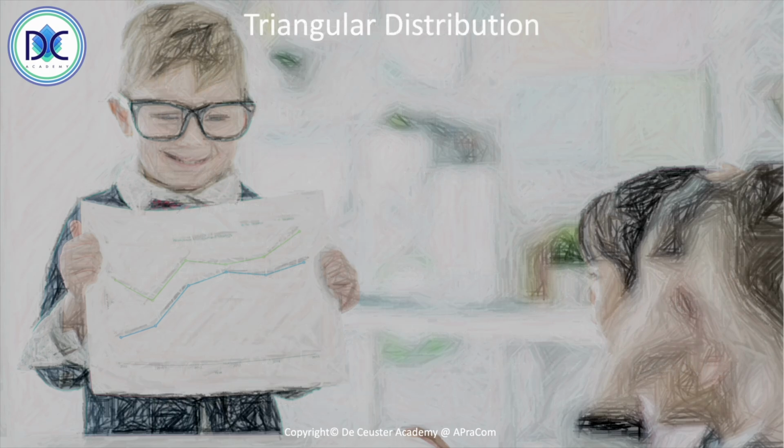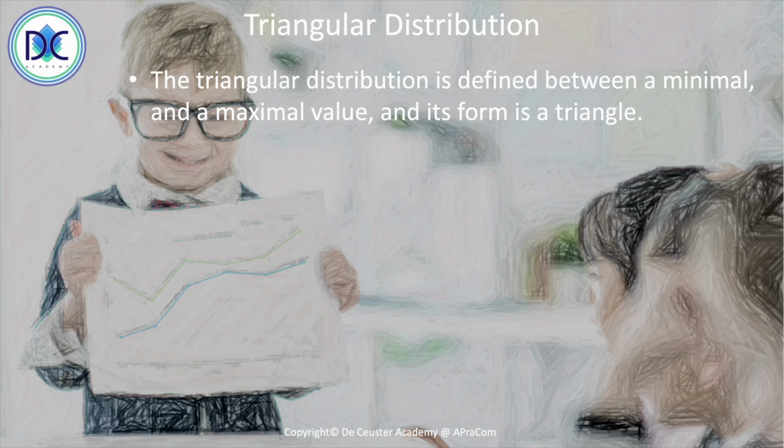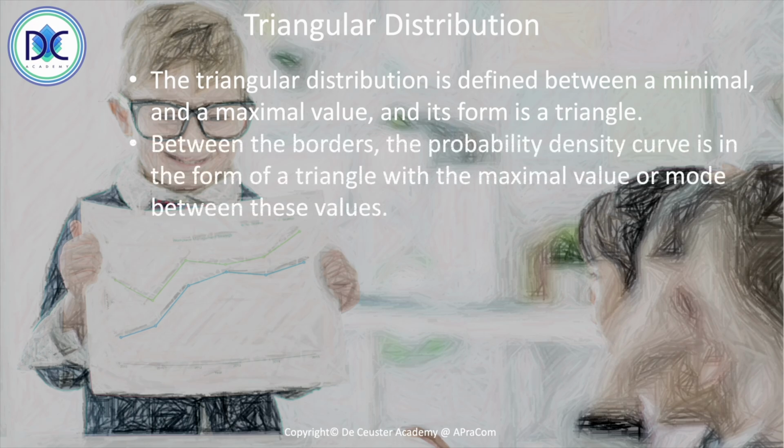It's the same principle like before. We have a distribution which is defined between a minimum and a maximum value, between the range, but now the form is a triangle. And between the borders, the probability density curve has the form of a triangle with a maximum value or mode between these values. And it can be basically skewed to the left or skewed to the right. So these are two possibilities that exist, or it can even be completely symmetrical. It depends on the values.